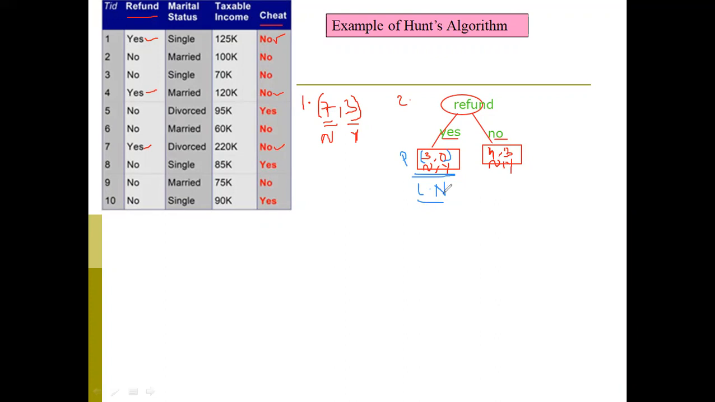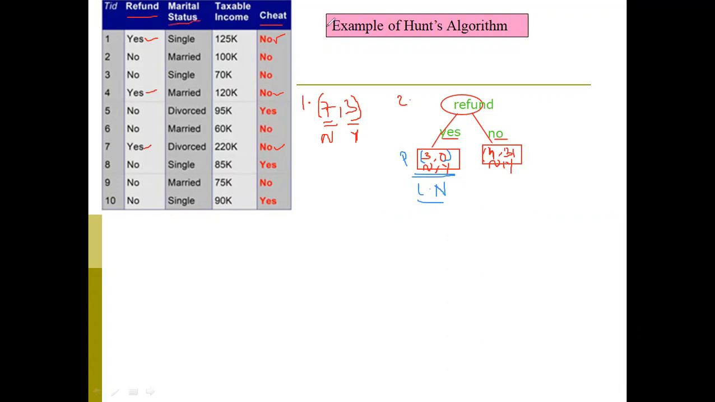Okay. And whenever we get impure nodes, this is 4, 3. This is one of the impure nodes. So whenever we get impure nodes, then we are going to test for further attributes within the table, right? So 4, 3. Now how many attributes are there? Two more attributes are there. One is marital status, the second one is taxable income. Now I am going to take the attribute as marital status.